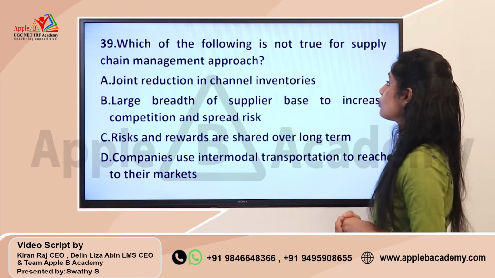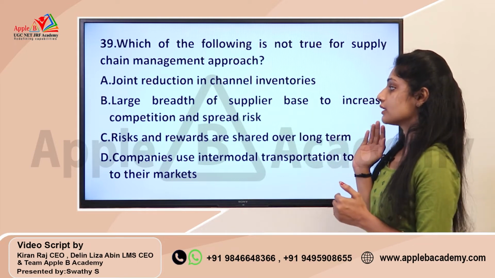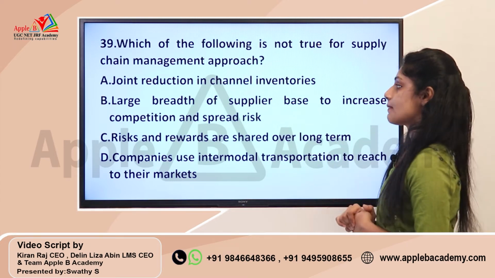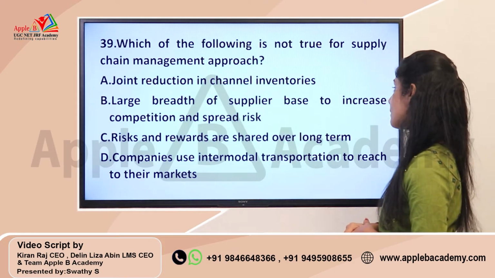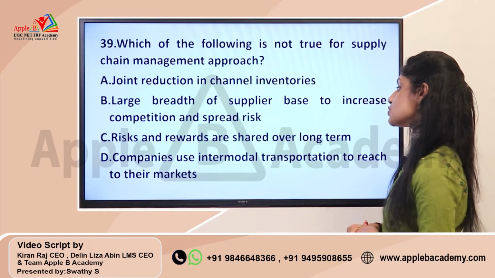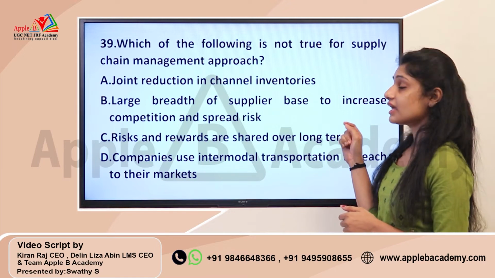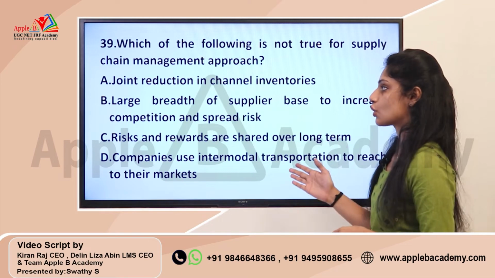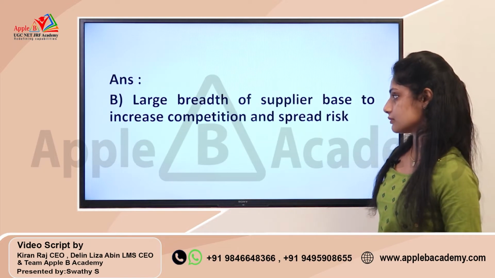Next question, which of the following is not true for the supply chain management approach? So this is about supply chain, and we need to identify the one which is not correct about this supply chain management approach. A, joint reduction in channel inventories. B, large breadth of supplier base to increase competition and spread risk. C, risk and rewards are shared over the long term. D, companies use intermodal transportation to reach their markets. Okay, so you need to identify the incorrect statement, and you can say that B is actually wrong, that is large breadth of supplier base to increase competition and spread risk. That is the wrong option.